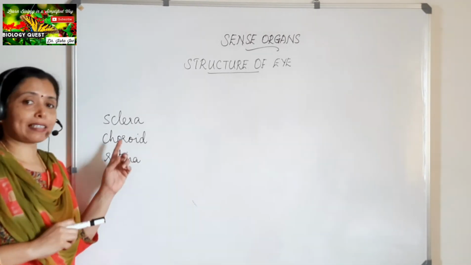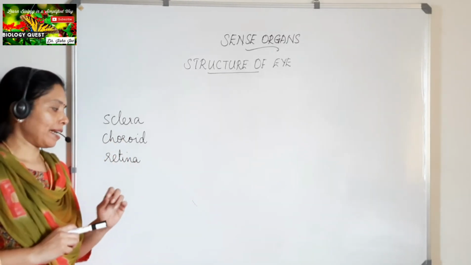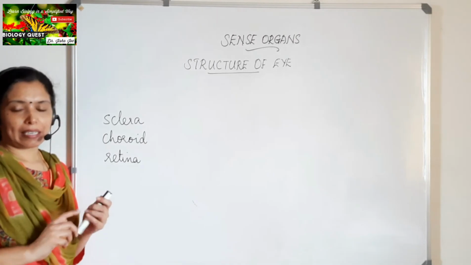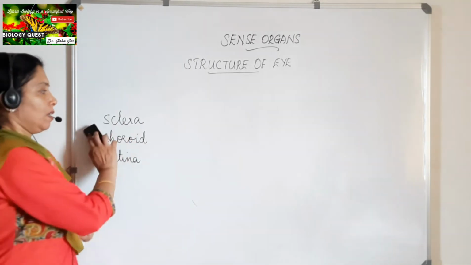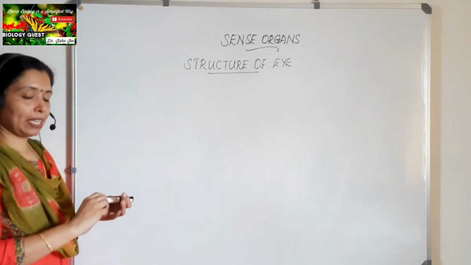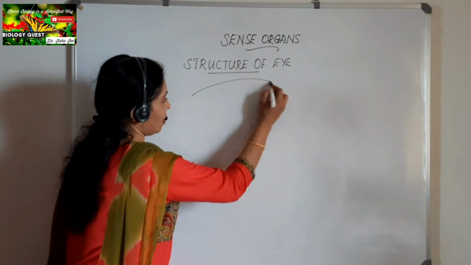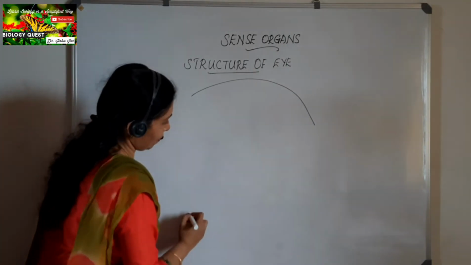The outermost layer is the sclera or the sclerotic layer, the middle layer is the choroid layer, and the innermost layer is the retina. Now with the help of the diagram we shall study the structure of the eye. So as we have seen, the outermost layer is the sclera. So I am drawing the sclera there.